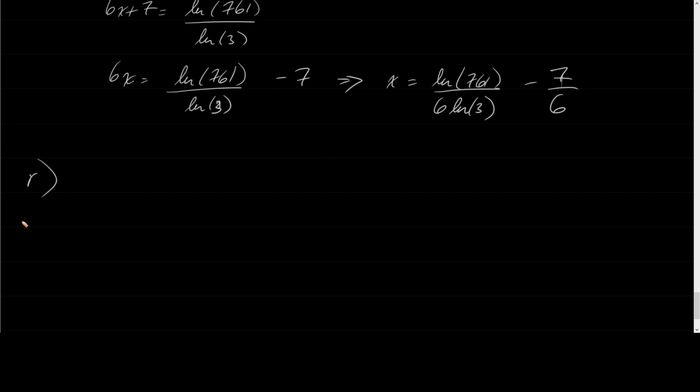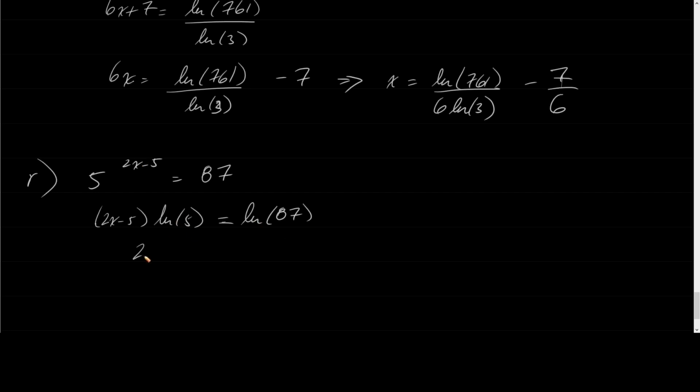I'll do one more like this, I guess. If I had something like 5 to the 2x minus 5 is equal to 87. Well, in here, I'm going to say that if I take ln of both sides, I'm going to write it as 2x minus 5 times ln of 5 is equal to ln of 87. Notice that I skipped a step because I knew I wasn't able to bring the exponent down to the front.